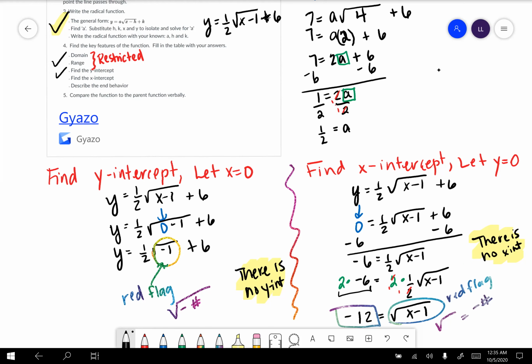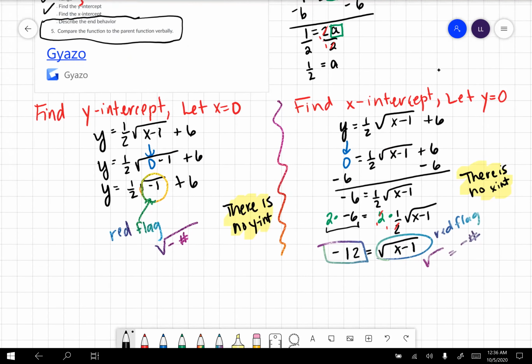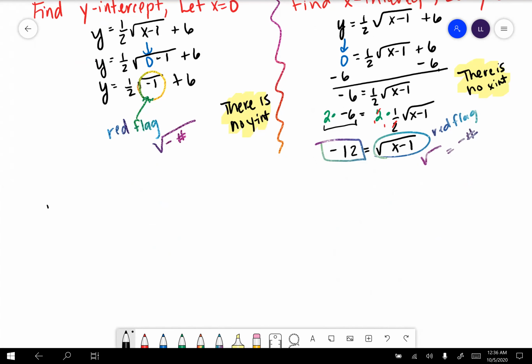Now we have to do these last two things. We have to describe the end behavior and write the verbal description of the transformation. So let's do end behavior real quick. Remember with end behavior, we have the left side and we have the right side.